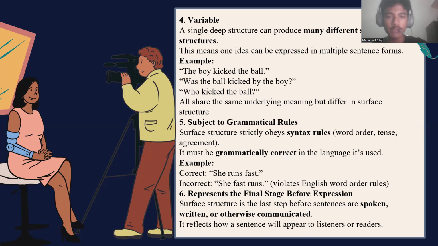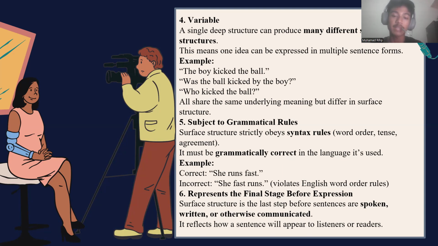Okay, the next is variable. A single deep structure can produce many different surface structures. This means one idea can be expressed in multiple sentence forms. Example: the boy kicked the ball; the ball was kicked by the boy; who kicked the ball? All share the same underlying meaning but differ in surface structure.